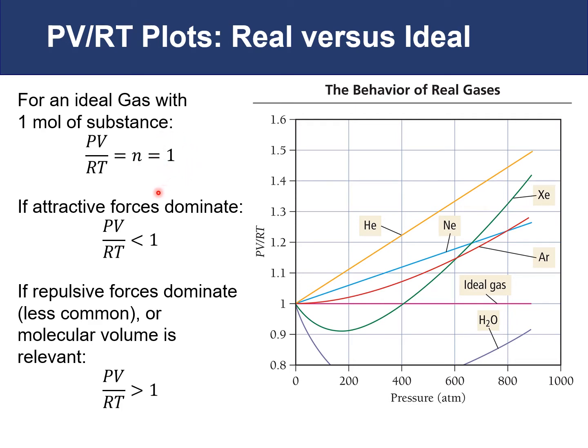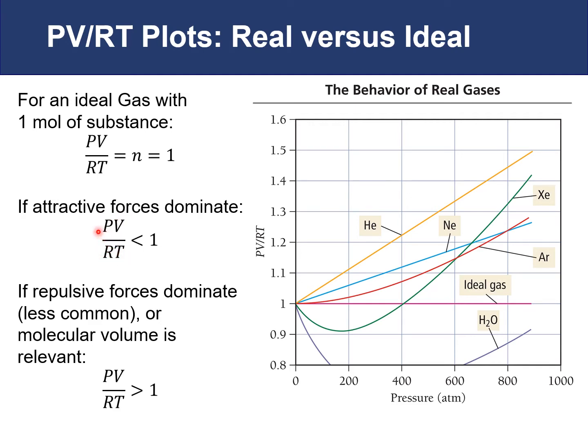So if the attractive forces dominate, what that's going to do is pull the molecule in towards the center of the container, decreasing the pressure. Because the pressure term goes down, the whole value of the ratio becomes less than 1. We measure a ratio that's less than what it should be. This ratio, if we're using 1 mole, should give us a value of 1.